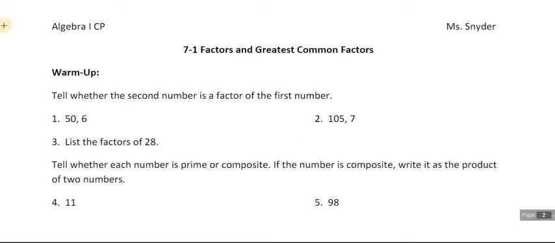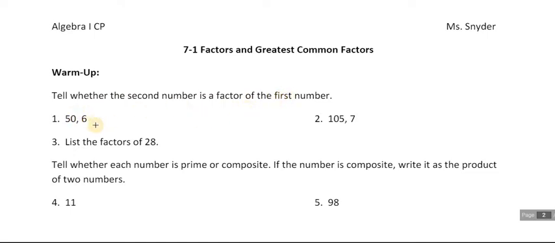In Chapter 7, we're going to be factoring. Section 7.1 deals with factors and the greatest common factor. So first of all, it's important to know what a factor is. For these warm-up questions, it says, tell whether the second number is a factor of the first number.